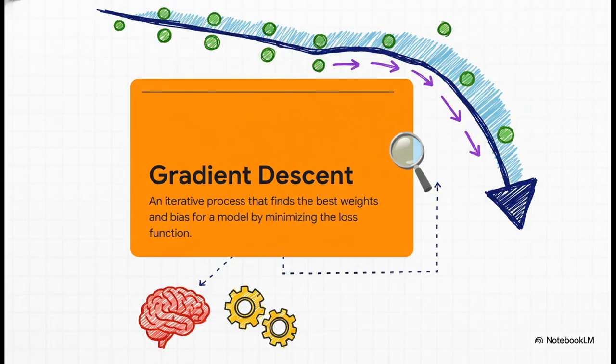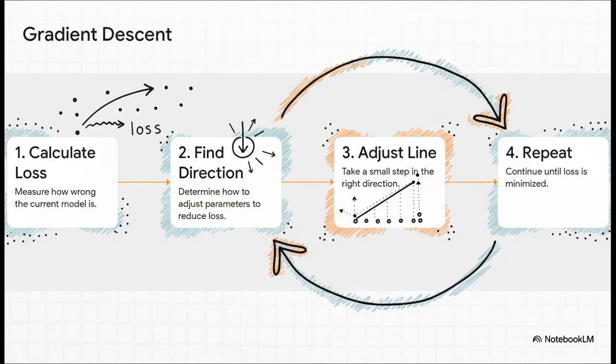All right, so the model knows its score. It knows how wrong it is. Now what? How does it actually get better? Well, the magic behind that is a process called gradient descent. This right here is the learning engine for a huge number of AI models. And gradient descent is really just the simple but incredibly powerful rinse and repeat cycle.